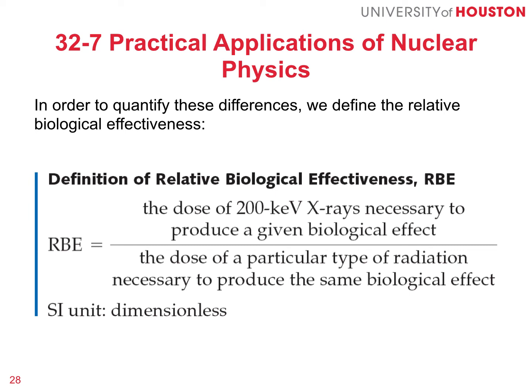This is equal to the dose of 200 keV X-rays necessary to produce a particular biological effect divided by the dose of a particular radiation that's necessary to produce the same effect.